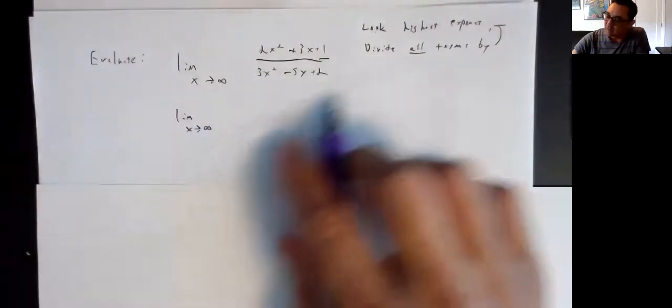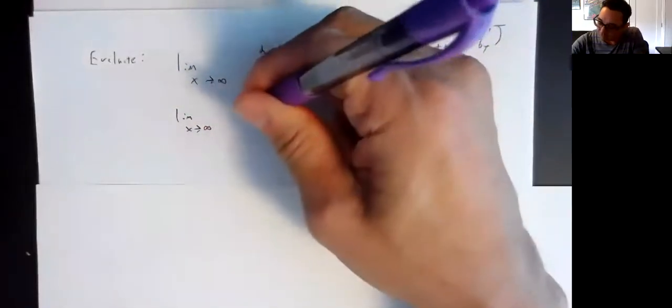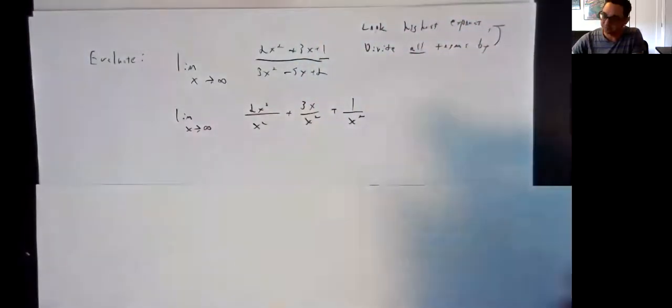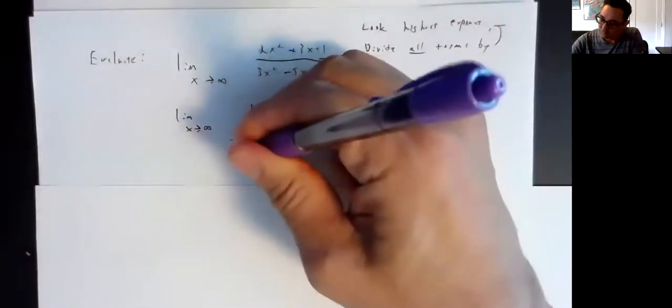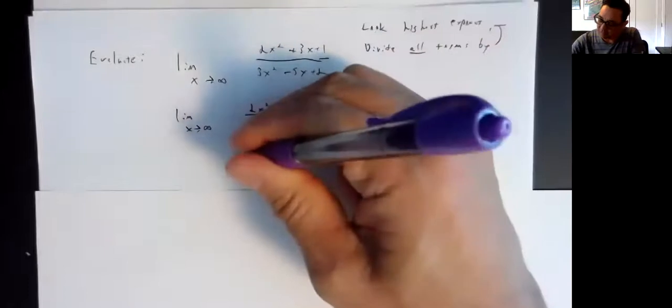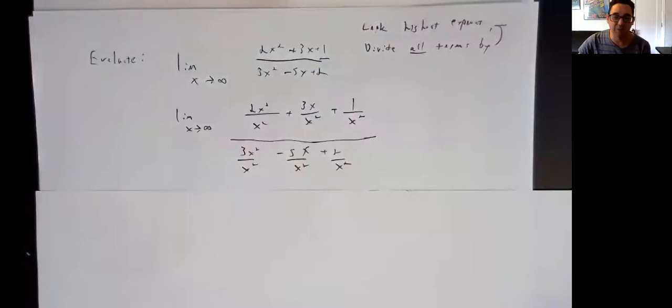So here, take all these terms, and the highest exponent is x squared. So I'm going to take 2x squared and divide it by x squared, plus 3x divided by x squared, plus 1 divided by x squared, all over 3x squared minus 5x plus 2. But I can't divide just some of these by x squared. I'm going to divide everything by the highest exponent. Now, you're freaking out like, why? That makes everything so complicated. It looks it, but watch.